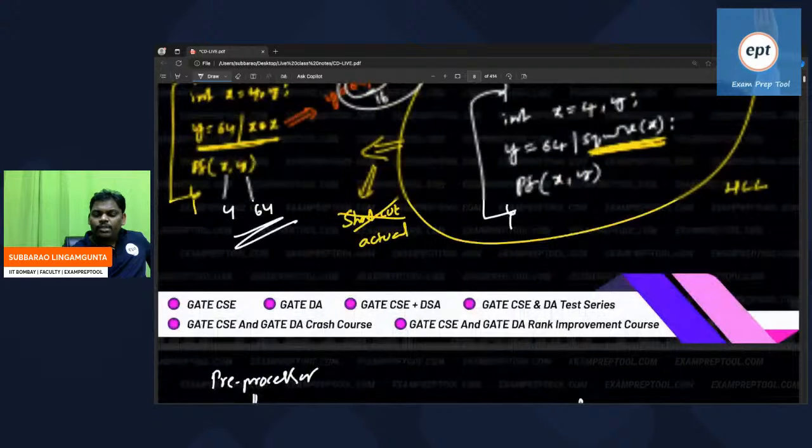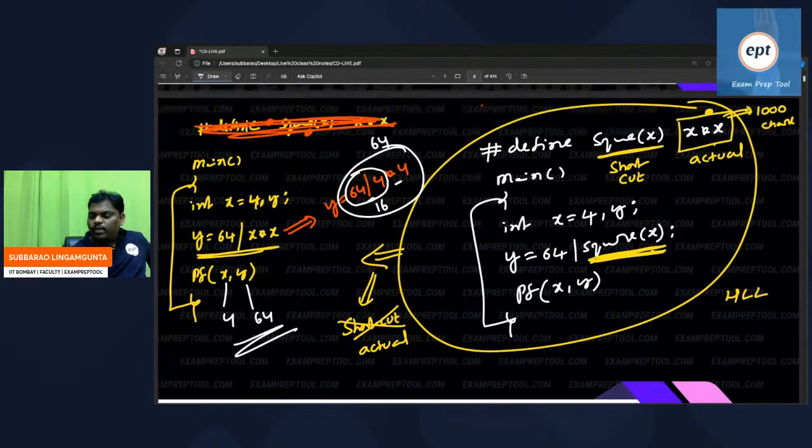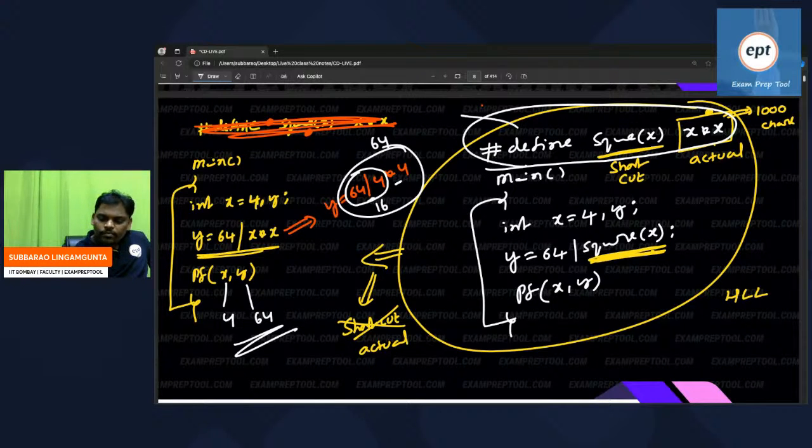So remember the purpose of this program. Listen everyone, I want to explain the preprocessor's work. Remember, this line is also called a macro definition. The name itself says definition, macro definition. Whenever a macro definition comes, automatically the preprocessor will come into the picture.